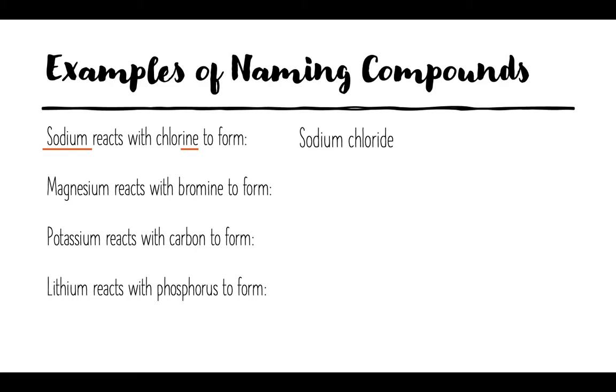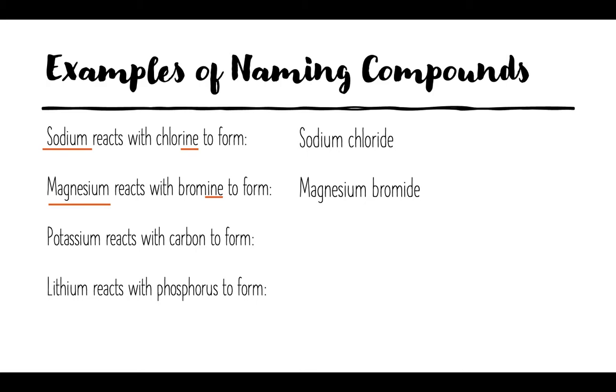Magnesium reacts with bromine to form, well, our metal is magnesium, so that's the first part of the name, and our non-metal is bromine. So just like with chlorine, we take that INE and we change it to IDE, so we have magnesium bromide.